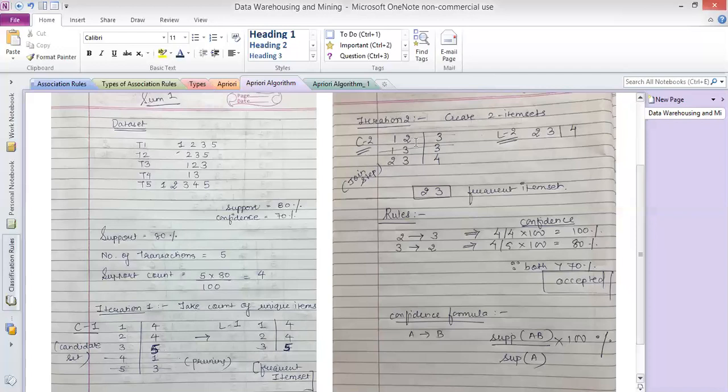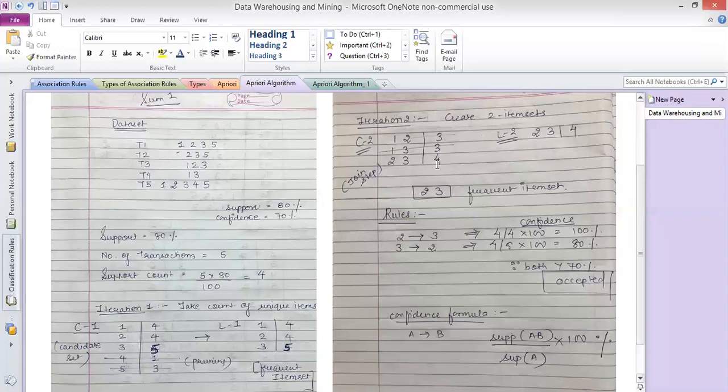Okay. What next? You take a count of 1, 2, that is, how many transactions contain 1 and 2 both. So for 1, 2, it is going to be 1, 2, and 3. For 1, 3, it is going to be 1, 2, and 3. And for 2, 3, it is going to be 1, 2, 3, and 4. So that's what I've mentioned here.